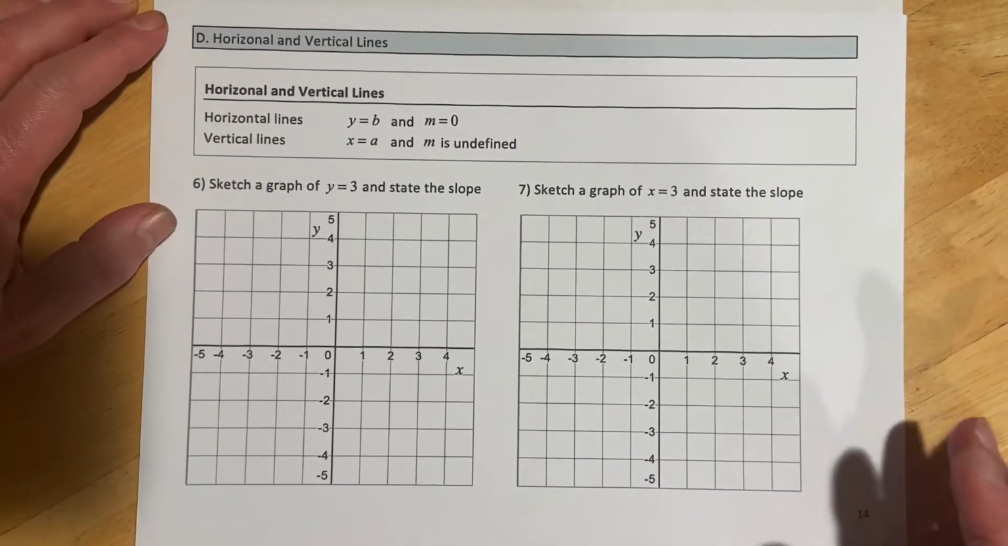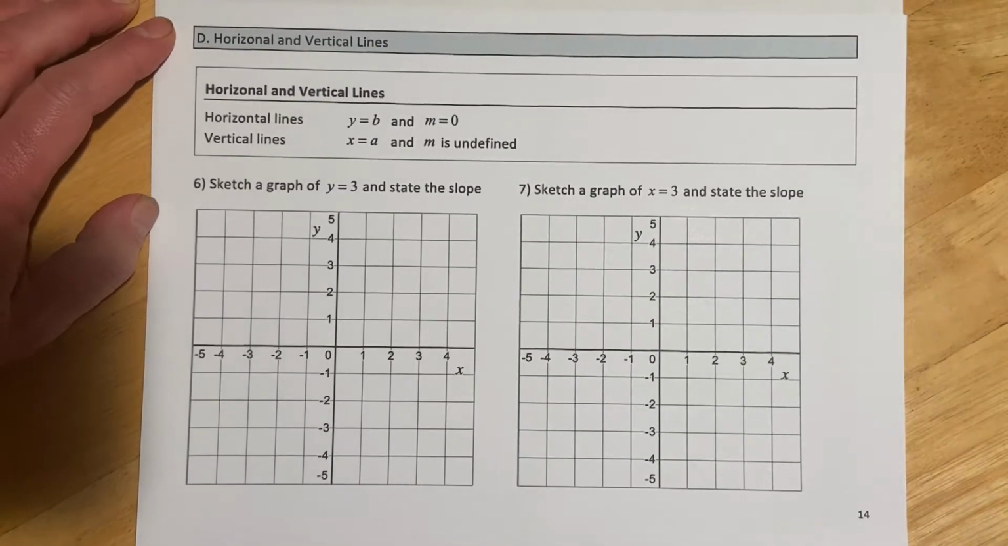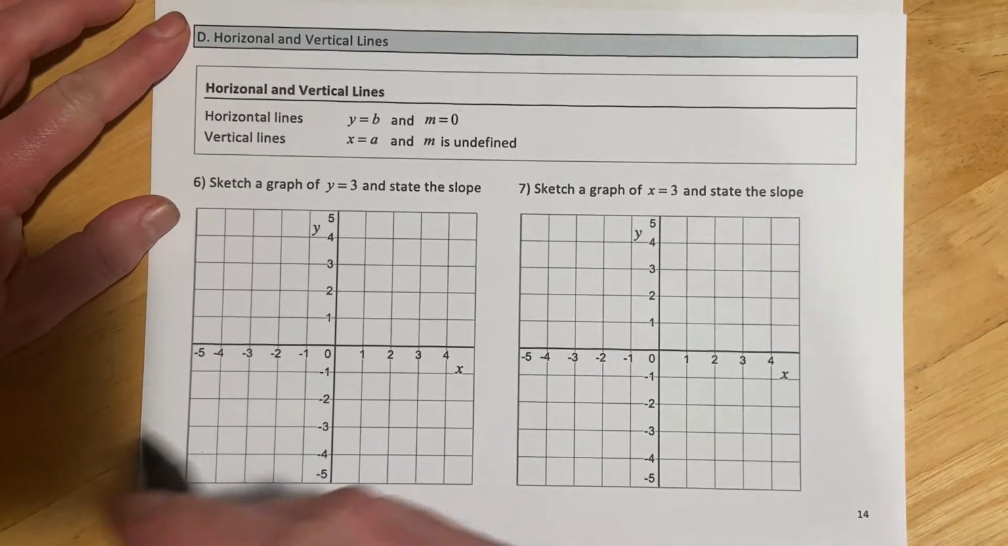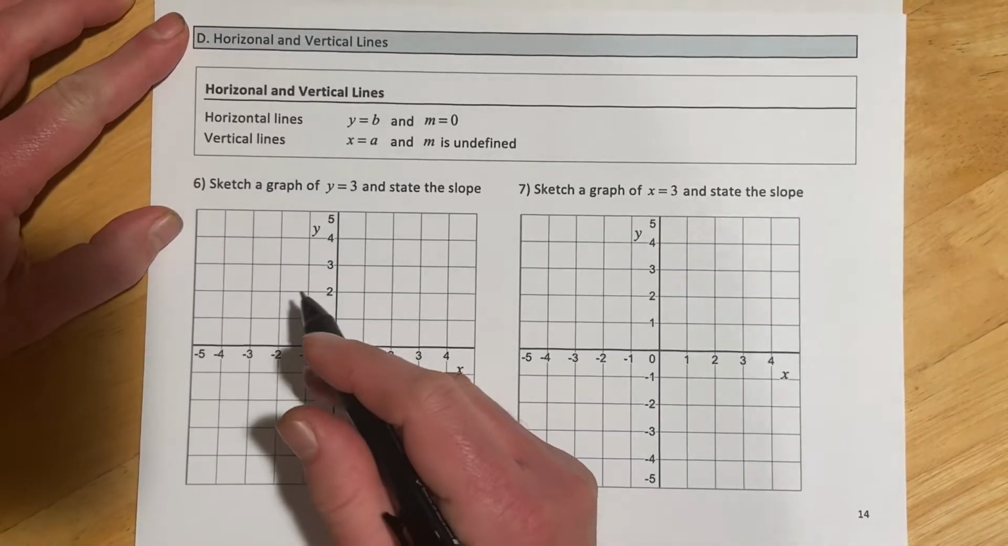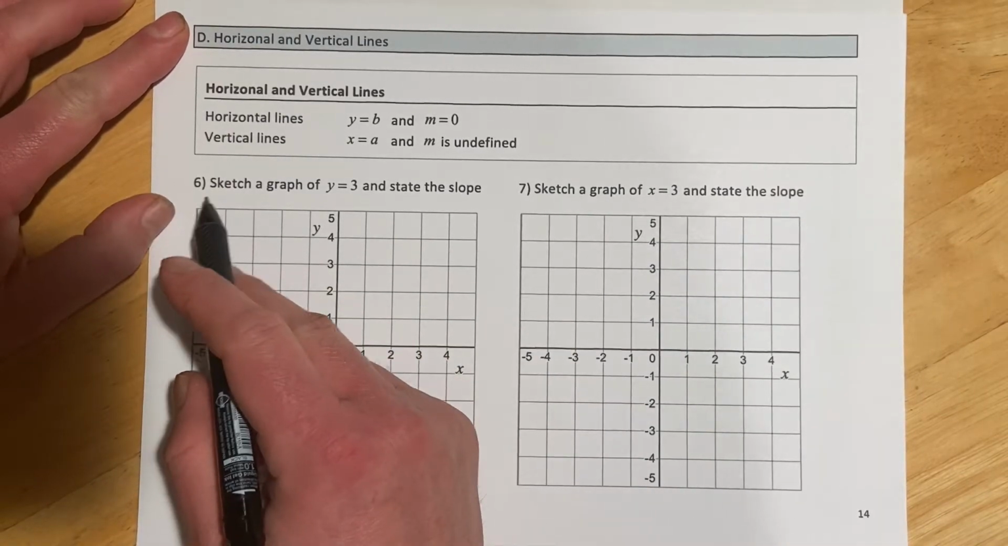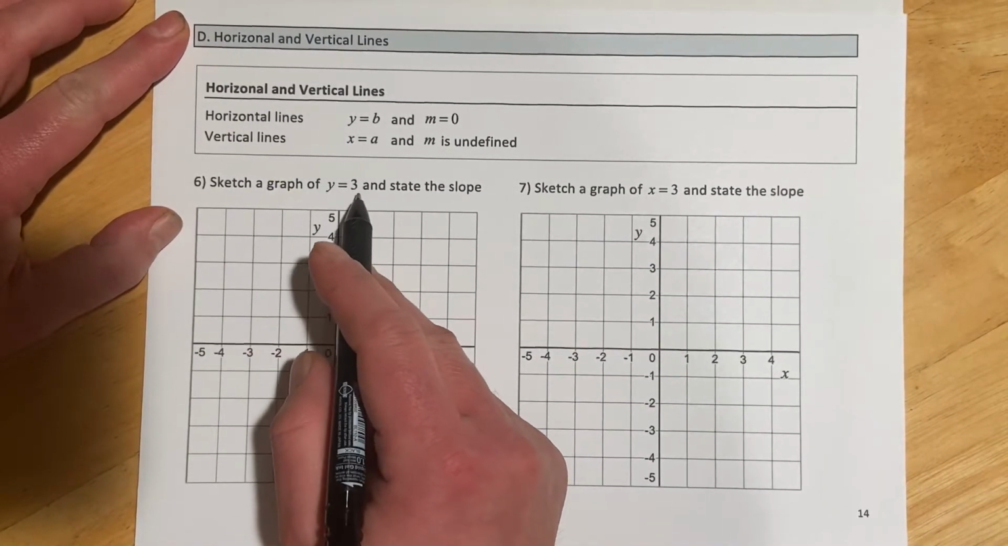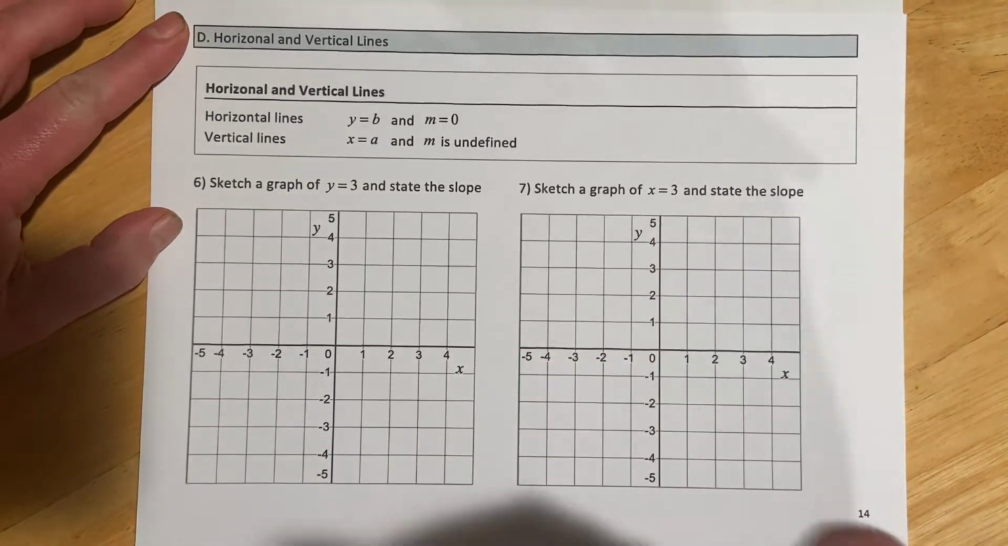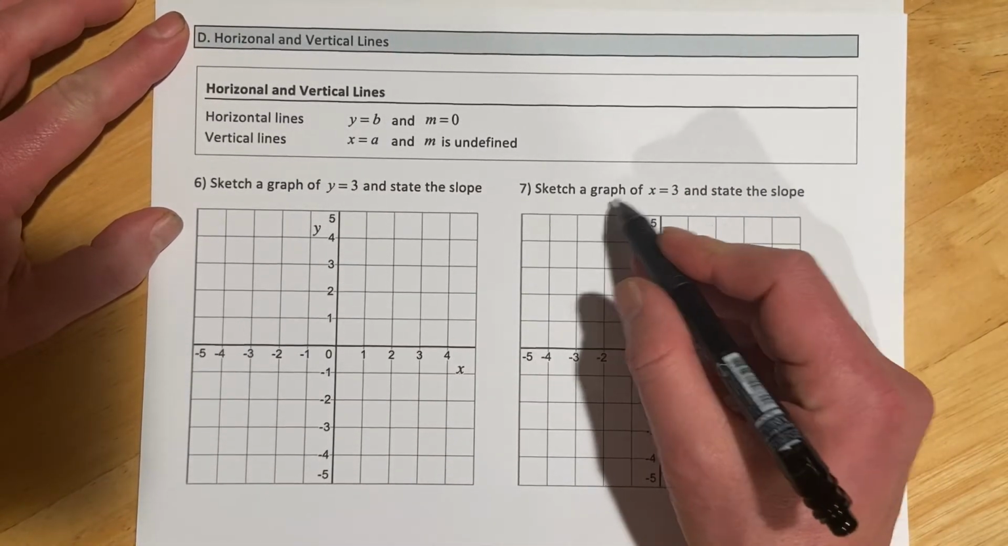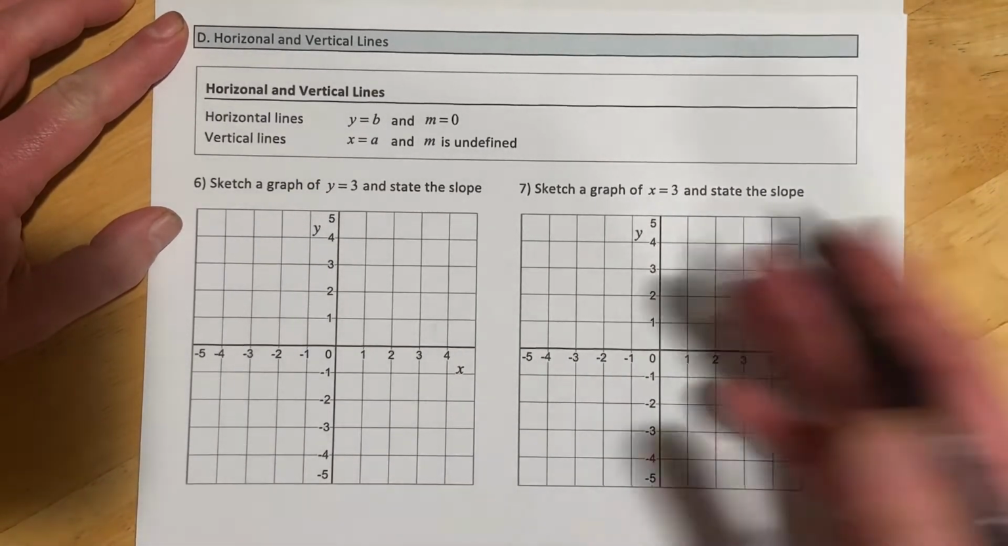This video is going to be just a short little refresher on horizontal and vertical lines. Not difficult, but easily forgotten. So this one is asking us to sketch a graph of y equals 3 and state the slope. And the other one is the same thing: sketch a graph of x equals 3, state the slope.